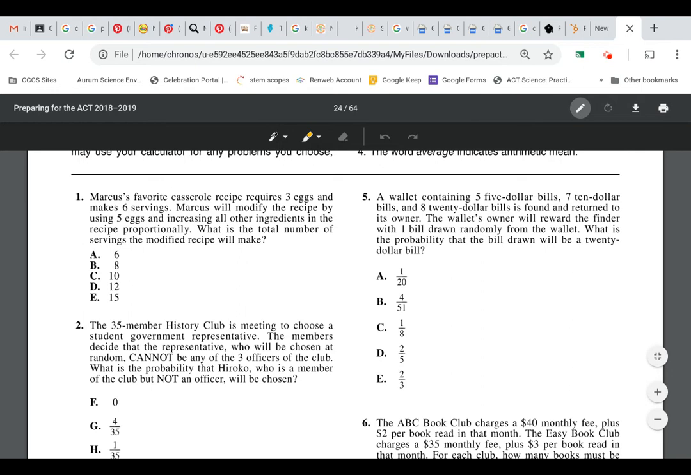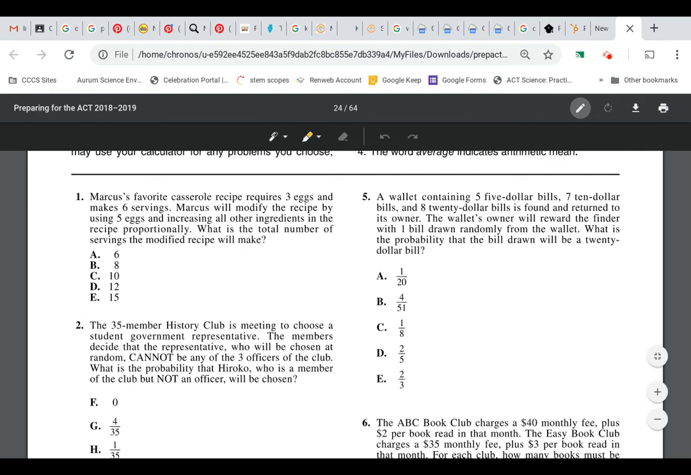Okay? Number 1, Marcus' favorite casserole recipe requires 3 eggs and makes 6 servings. Okay? That to me is a ratio problem, but we'll see if it's really a ratio problem. So 3 eggs make 6 servings. Marcus will modify the recipe by using 5 eggs and increasing all other ingredients in the recipe proportionally. What is the total number of servings? Okay, it is a ratio problem.